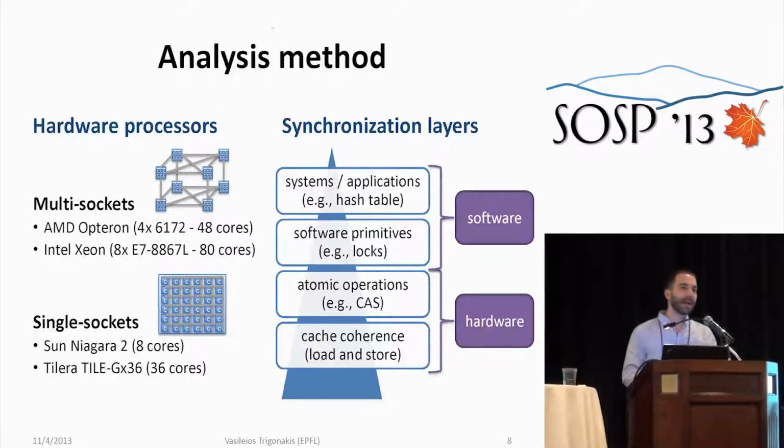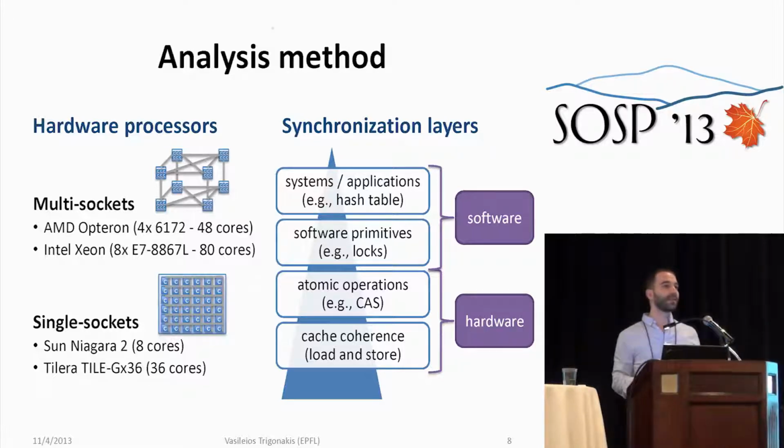So we tried to be as pragmatic and as thorough as possible in this study, and therefore we considered two dimensions: the potential hardware platforms and the different layers of synchronization. First, regarding our target platforms, we tried to consider a representative set of processors, and this consists of two multi-socket processors, an 8-socket 48-core AMD Opteron, and an 8-socket 80-core Intel Xeon, and two single-socket processors, the Sun UltraSPARC T2, also known as the Niagara 2, that is an 8-core processor with a total of 64 hardware threads, and the Tilera TILE-Gx36, that is a 36-core processor.